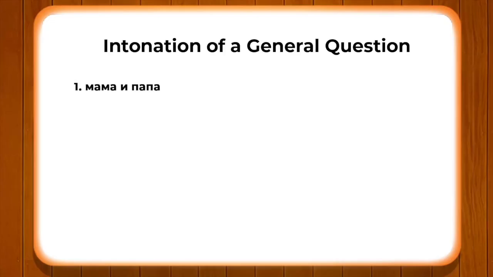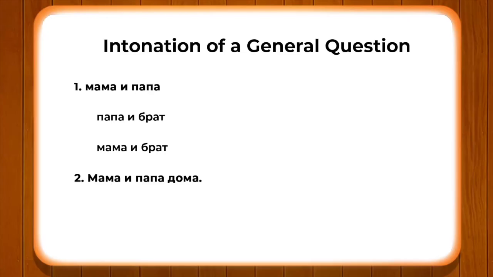Likewise, "mama i papa", mom and dad; "papa i brat", dad and brother; "mama i brat", mom and brother; "mama i papa doma", mom and dad are at home. Then "rano utrom, mama i papa doma", early in the morning, mother and father or mom and dad are at home. Alright, so I hope this concept is absolutely clear.